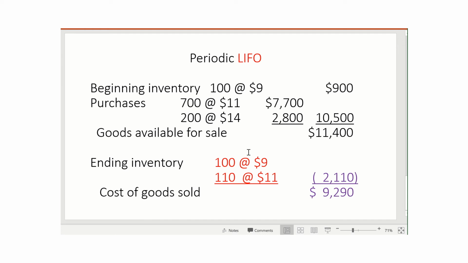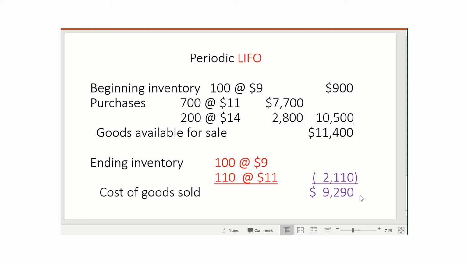So when we come down here to the 210 units at the end, what do we assume? We assume that the first ones are still there. Last in, first out. So what is left? This is a question of what is left. And what is left is these 100 at 9, but that's not enough. You need 210. So we go to the next layer, and the next layer we take the other 110 at $11 a piece. You again can do the math. That comes to an ending inventory of $2,110. You subtract that from the goods available for sale, $11,400, and you have a cost of goods sold of $9,290.